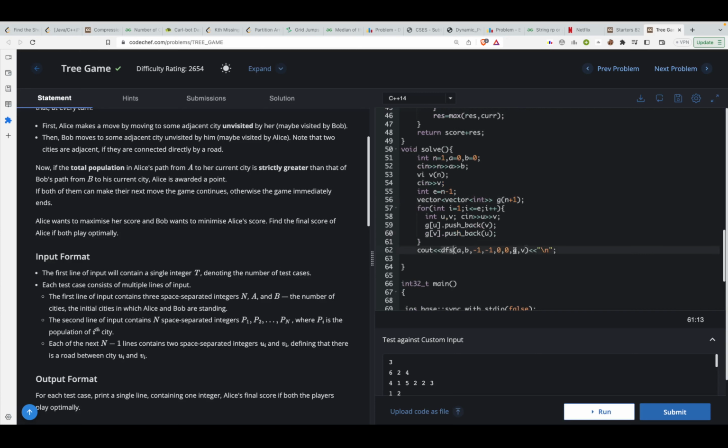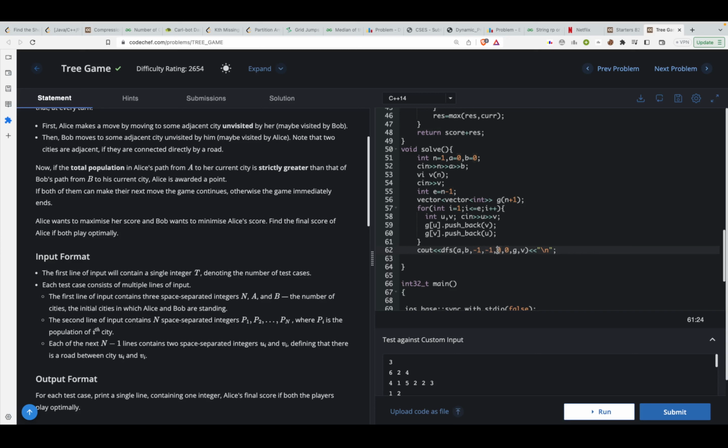But how will you call a DFS over here is that you'll say what the initial nodes are. So Alice would be standing at A, Bob would be standing at B. Do they have a parent node? Right now we just started, so let's put some dummy value. So -1 is the dummy value because -1 is a value no other node would be having, right?